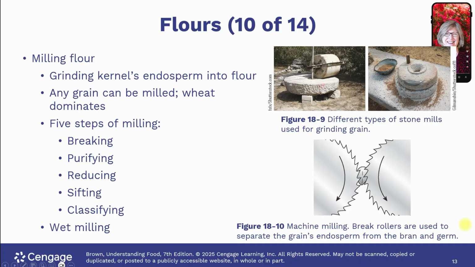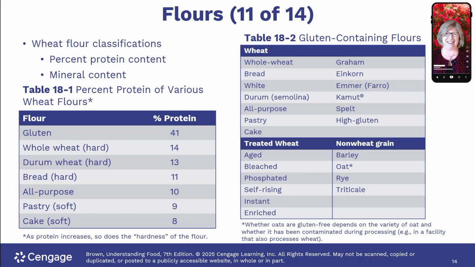Now let's talk about milling the flour. Figure 18-9 shows different types of stone mills that are used for grinding grain. Figure 18-10 shows you machine milling. Rollers are used to separate the grain's endosperm from the bran and germ. There are 5 steps in milling: breaking, which you see in 18-10, it shows you break rollers, purifying, reducing, sifting, and classifying. Wheat is classified by the percent of protein content and mineral content.